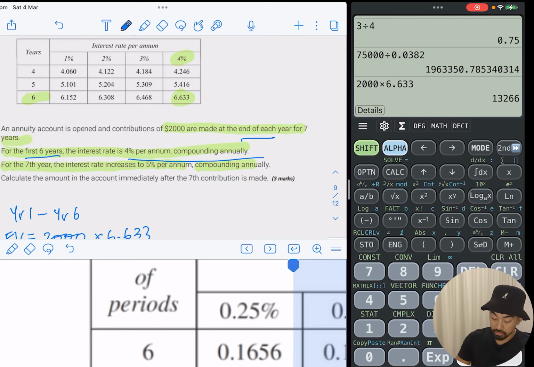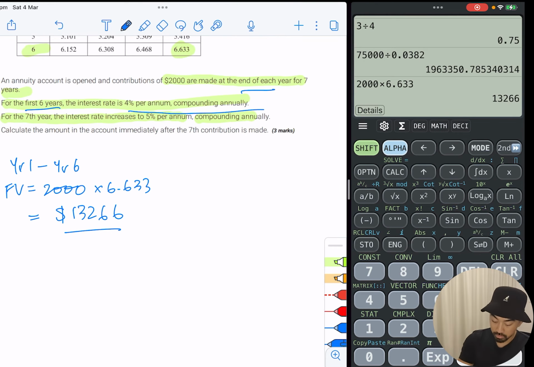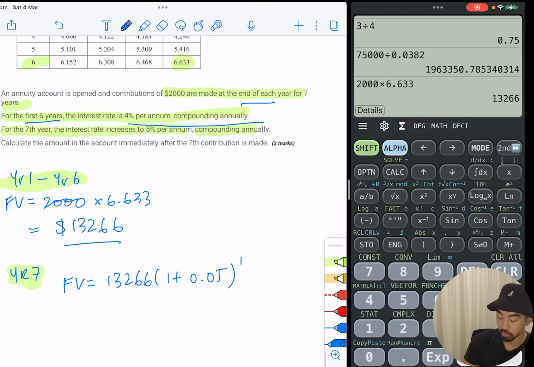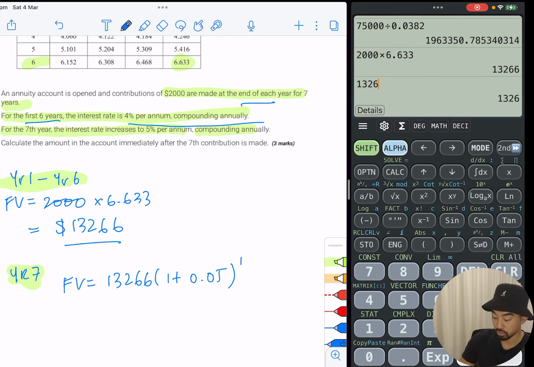Now, year 7, make this pop a bit. Year 7, her rate actually increases to 5% compound annually. So we're just going to have to do a compound interest formula here. So future value is 13,266, 1 plus 0.05 to the power of 1. Can obviously leave the 1 out, but I'm just leaving it there to show you. So in the 7th year, she's got this, 13,929.3.